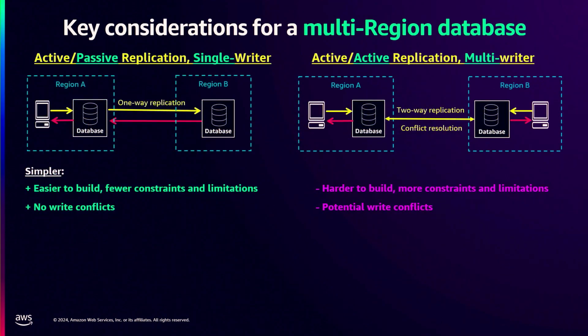The main advantage of active-passive is that it is easier to build and has fewer constraints and limitations. For example, with active-active, you might not be able to fill your entire capacity in one region because the database needs to reserve capacity for writes in other regions. Similarly, with active-active, you have multiple writers, and therefore there could be write conflicts. So the database needs to resolve these conflicts, and you need to understand what to expect in the application.